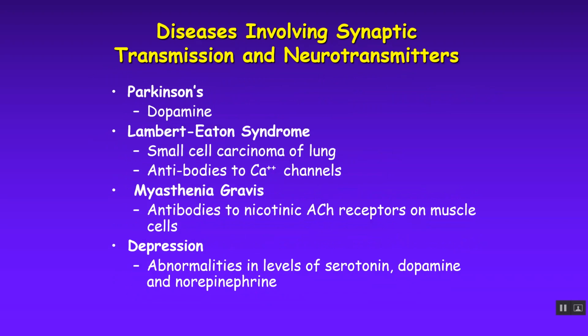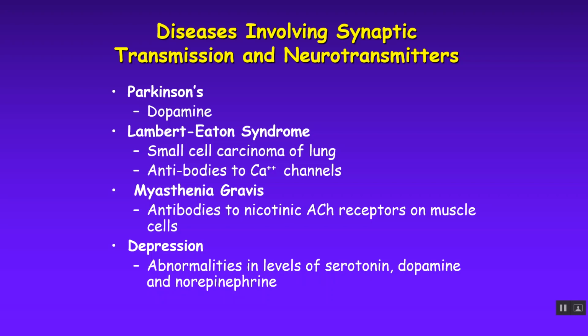So, diseases involving synaptic transmission and neurotransmitters, all kinds of them. Here are a few examples. Parkinson's, which we mentioned, with lack of dopamine in the basal ganglia circuitry. Lambert-Eaton syndrome: one cause of it can be small cell carcinoma of the lung. What happens is your body, in its immune response to try to attack the cancer, creates antibodies to calcium channels.